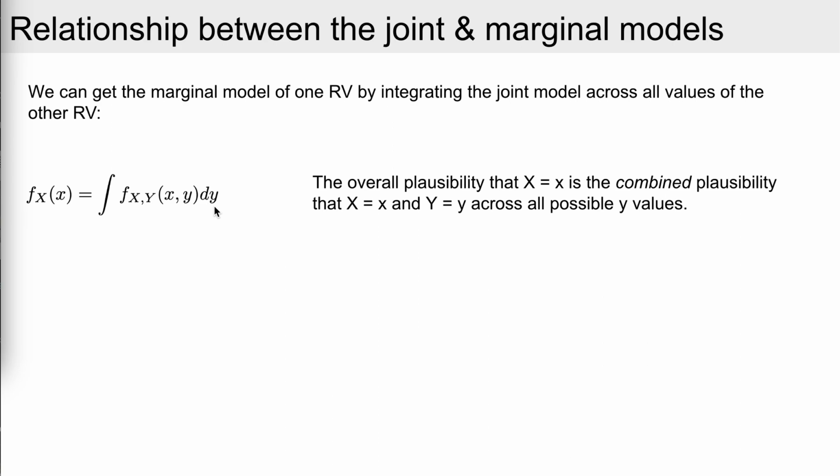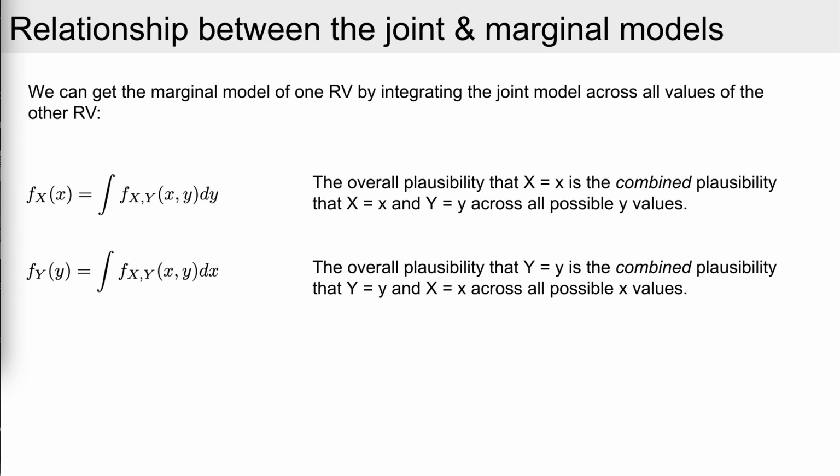That is to say, the overall plausibility that x equals little x is the combined plausibility that x equals x and y equals y across all possible y values. Similarly, the PDF of y is the joint PDF of x and y integrated across all x values. That is, the overall plausibility that y equals y is the combined plausibility that y equals y and x equals x across all possible x values.